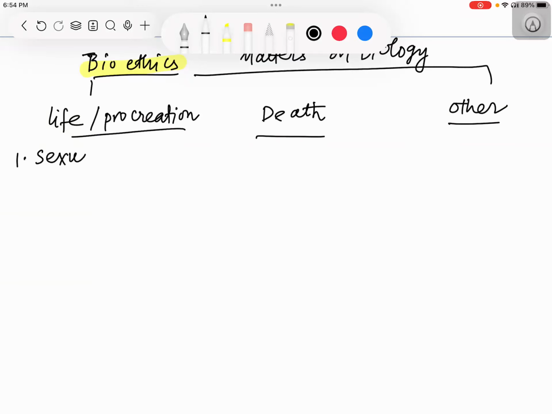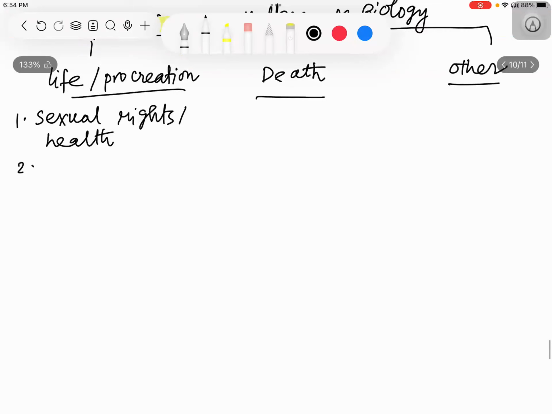For example, sexual rights or sexual health. For example, a class where someone was saying that due to some immoral activity, if you are getting pregnant and then you are having abortion, whether that is ethical or unethical. Again, that is a question. That is a question of bioethics. That depends on sexual rights and health, how we frame our argument.